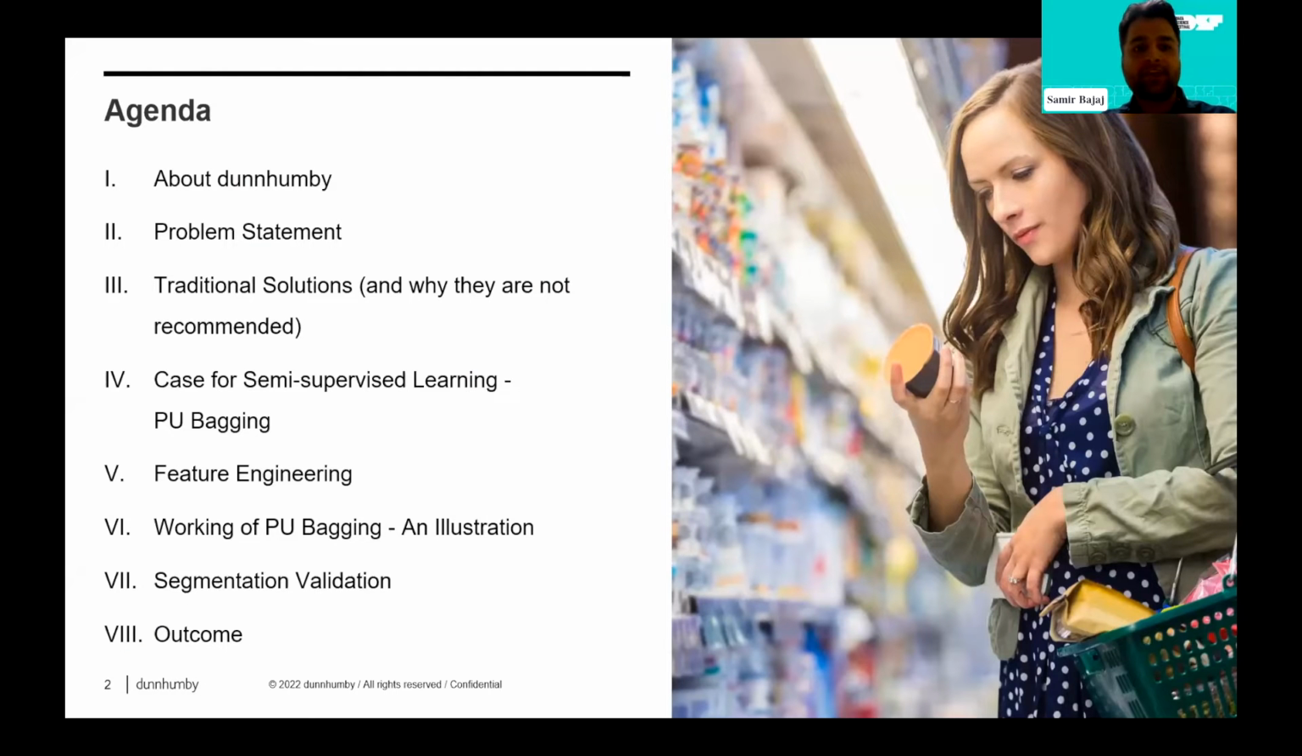So the agenda for today is I will start with an introduction to my organization, then move on to the problem statement at hand, followed by the typical traditional solutions to it and why they are not recommended. That's the important part, which will lead us to build a case for the alternate solution framework, that is PU bagging. And finally, we will cover the deployed solution pipeline, starting with feature engineering, then move on to the working of PU bagging and the resultant segmentation, and conclude with the validation of those identified segments.